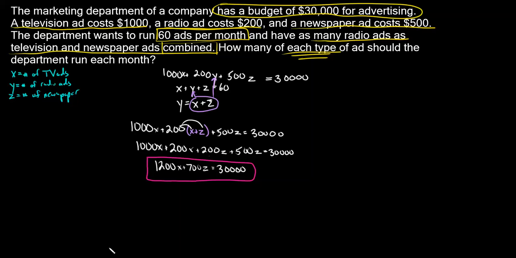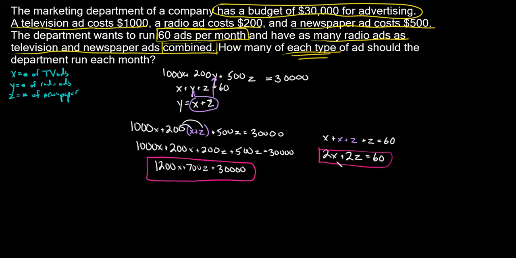Okay, and now I can do the same thing and substitute in y, which is x plus z, into my second equation here. So that's going to be x plus y, which is x plus z, plus z is equal to 60. So I took x plus z and substituted in for y, and that's going to get me 2x plus 2z is equal to 60.